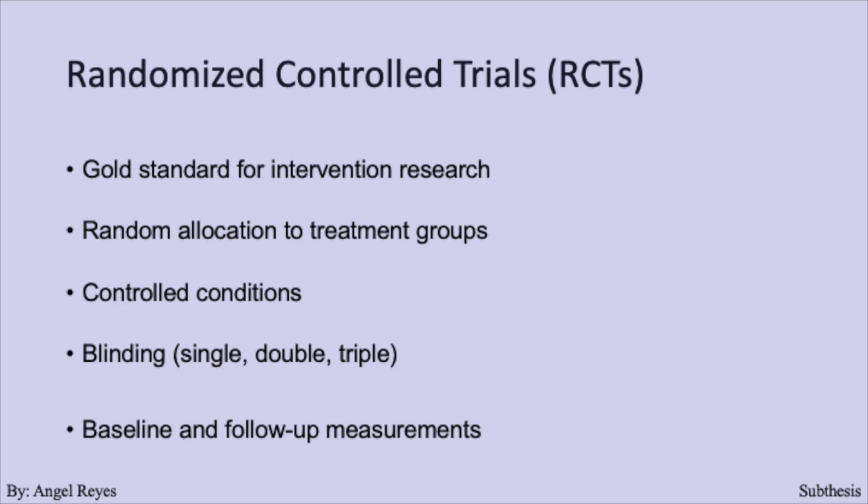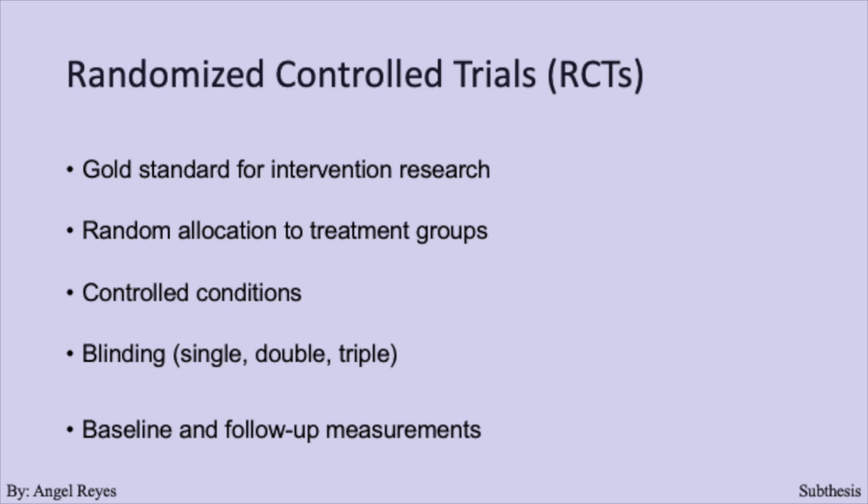Randomized controlled trials represent the gold standard for healthcare intervention research. In RCTs, participants are randomly allocated to treatment groups, minimizing selection bias and creating groups that are probabilistically equivalent at baseline. The trial is conducted under controlled conditions to isolate the effect of the intervention. Blinding is a critical feature.